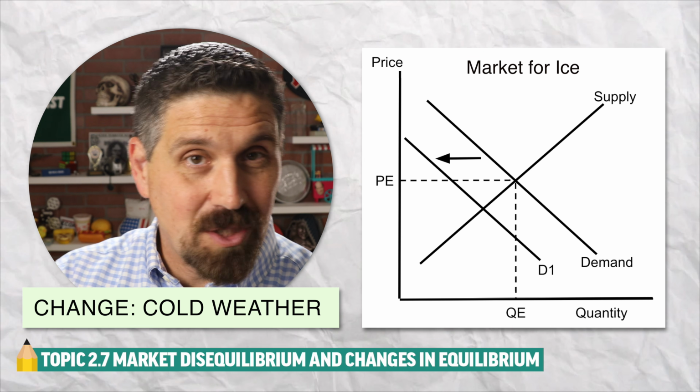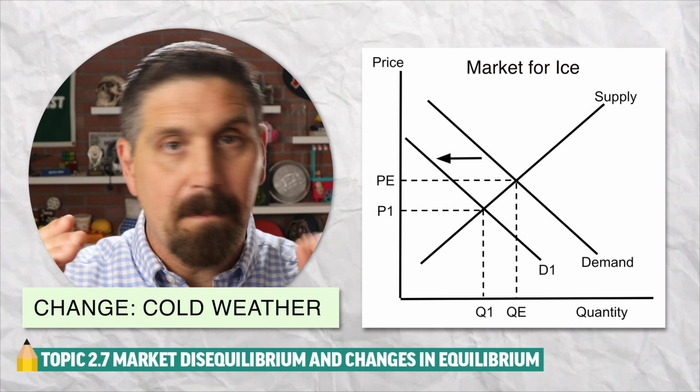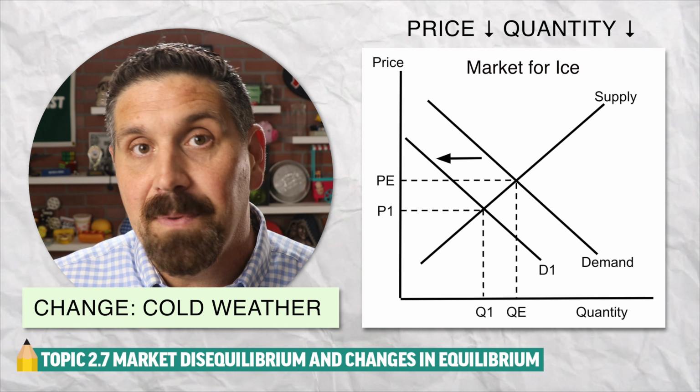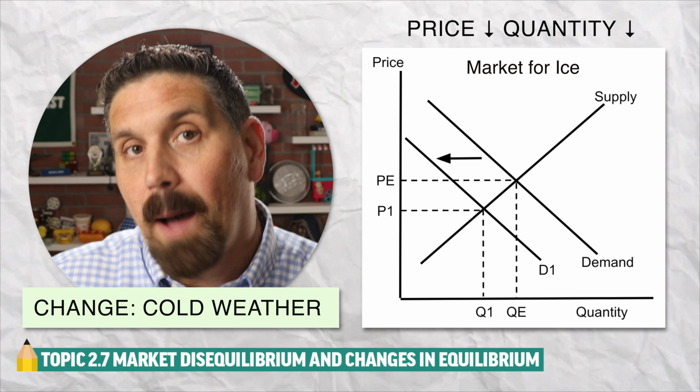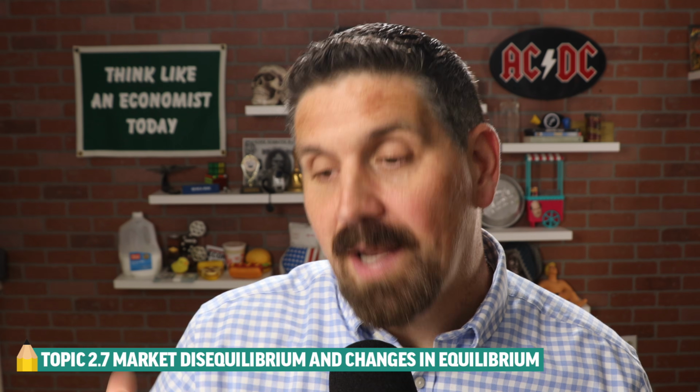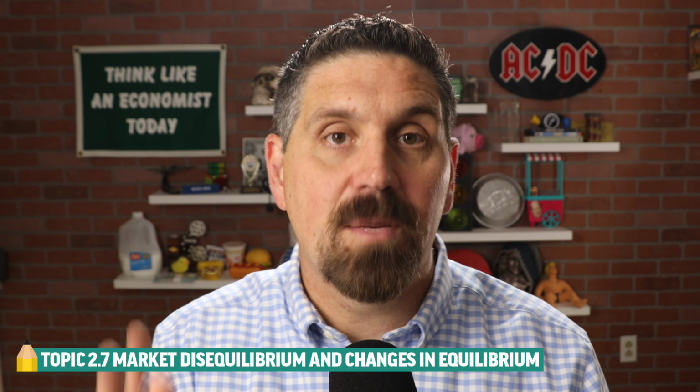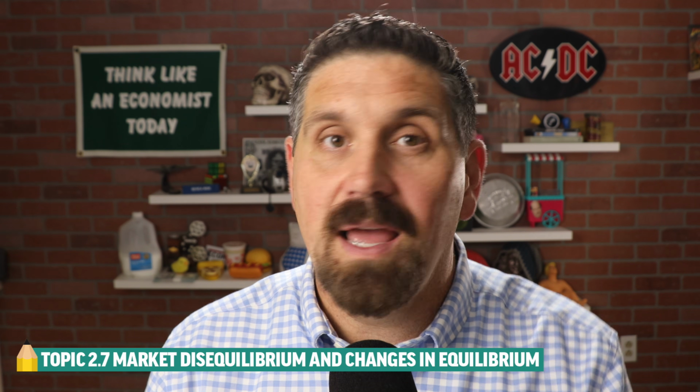And step 3 is the most important one. Identify the new equilibrium price and quantity and say what happened. Did price go up or down? Did quantity go up or down? And remember, that's what we're doing here. We're trying to predict what's going to happen when there's a change in a market. What's going to happen to price and quantity?